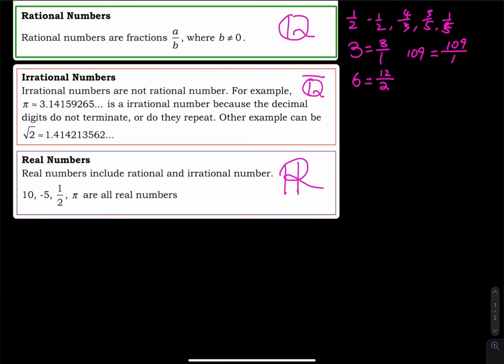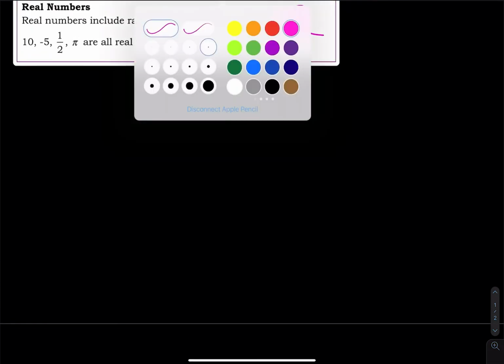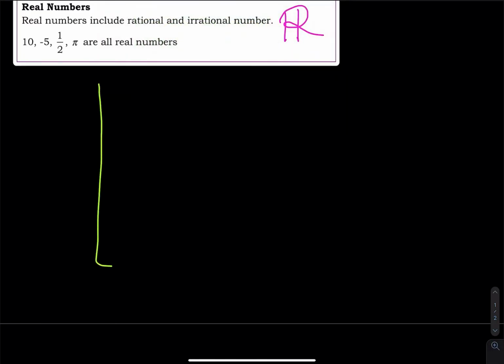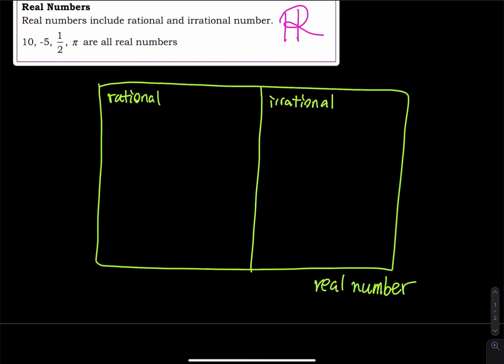I'm going to draw one picture. The biggest group is real numbers. Let's change colors for that. So this whole group is real numbers, all types of numbers. And then real numbers can be divided into rational or irrational. So let's cut that into two pieces, rational and irrational. And then irrational stands by itself. In statistics, you will see irrational numbers.